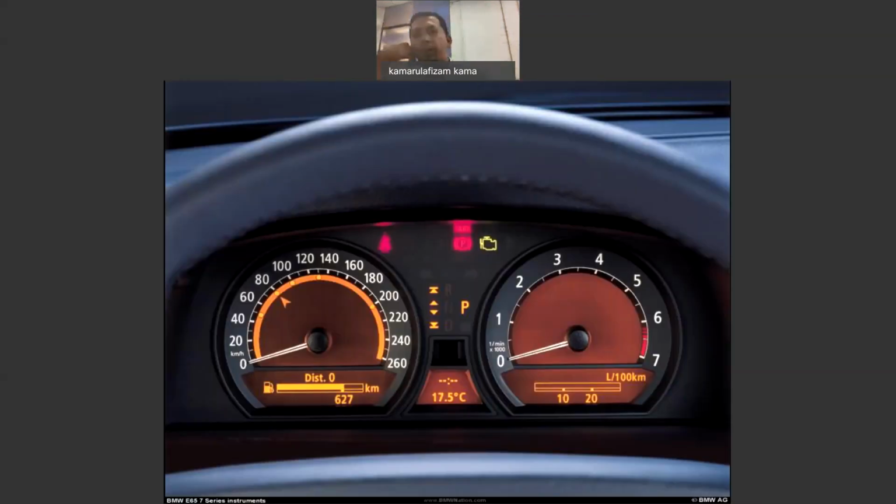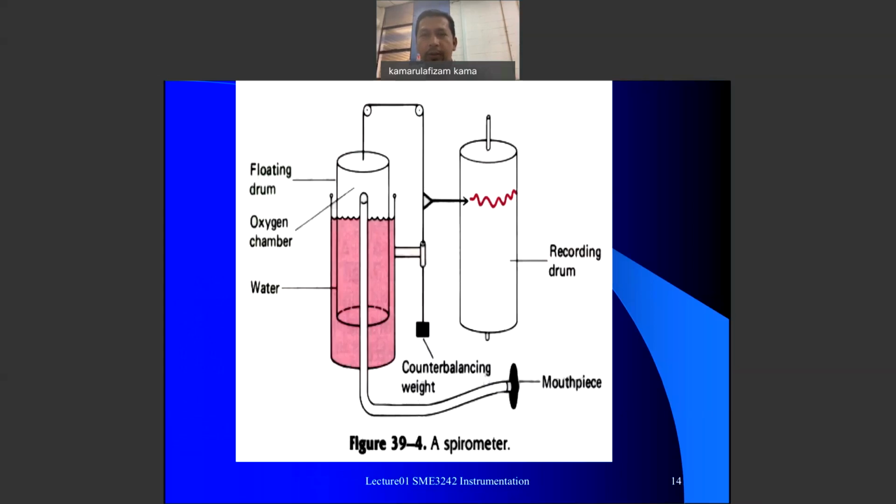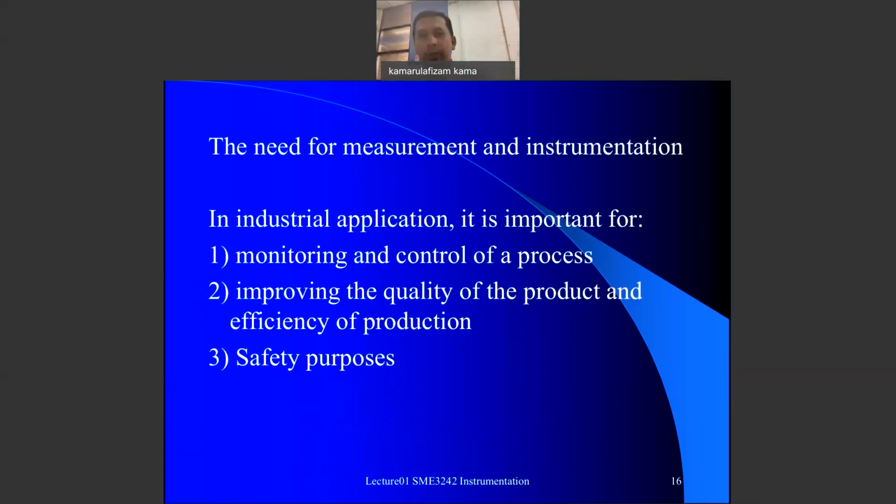All right. So here we have quantities to be measured, and you have instruments that do the measurement. So this is a system of instrumentation. Usually this is pressure. These are all other examples of how they use systems of measurement.